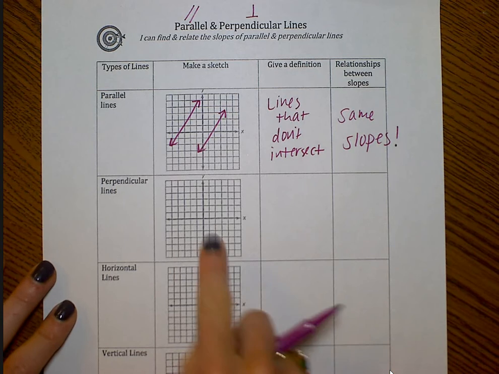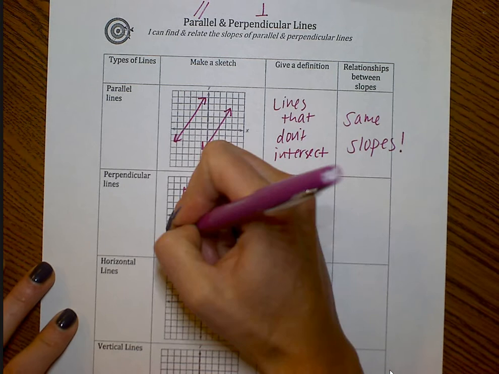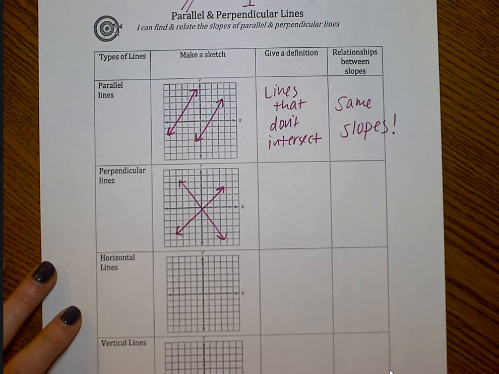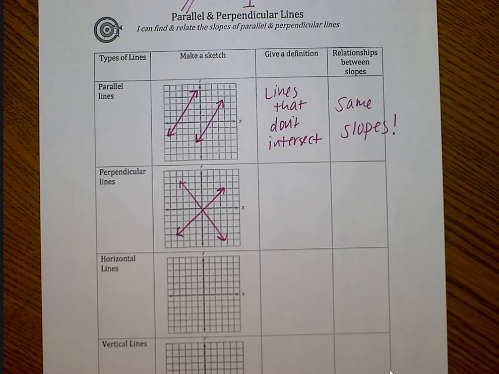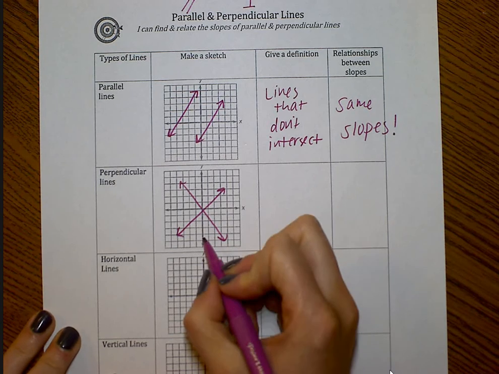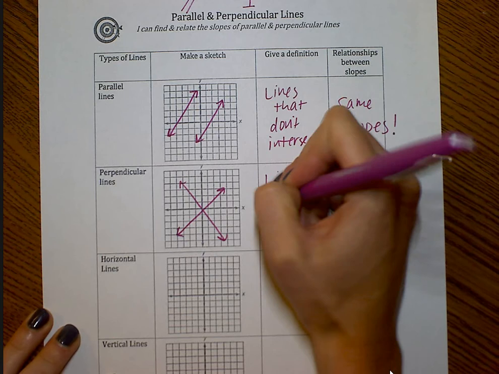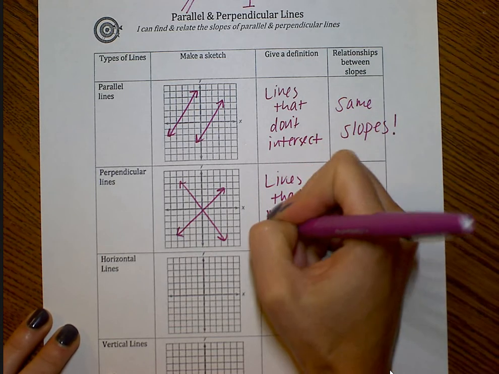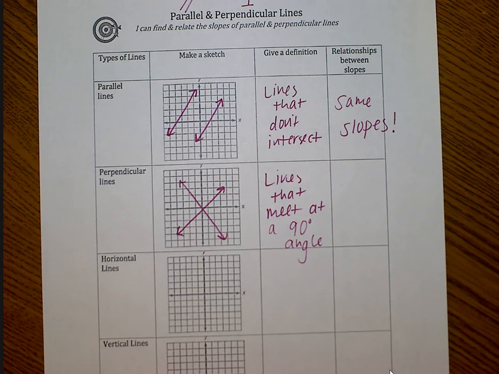Okay, then we've got perpendicular lines, so again, we're just doing a rough sketch. If you remember these types of lines from algebra, and honestly today is all review from algebra, just like the end of last week when we did lines in the coordinate plane. If you remember perpendicular lines, they're lines that meet at a right angle, or 90 degrees. So I could mark that on the picture. Those lines meet at a right angle.